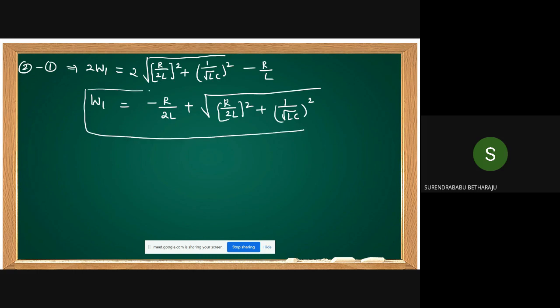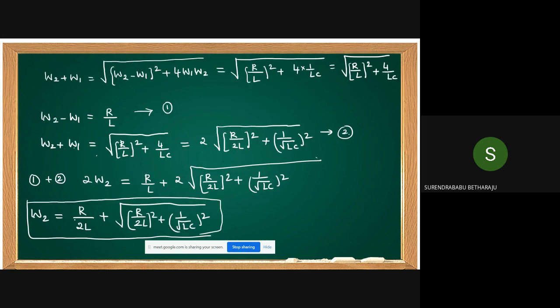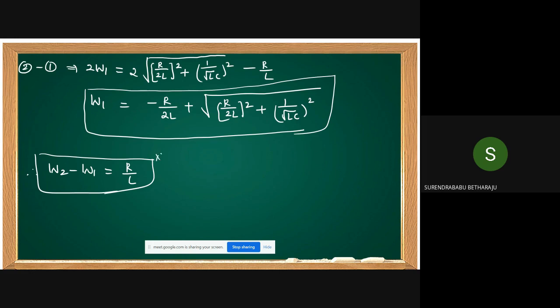If you do omega 2 minus omega 1, students, omega 1 I know, omega 2 I know. Then if you do omega 2 minus omega 1, finally are you getting this formula or not? Finally you get R by L if you want to check that one. In omega 1 this term and in omega 2 this term will be cancelled. That is R by 2L minus of minus R by 2L, you get R by 2L plus R by 2L. That is how we get R by L. Yeah, these are the expressions.